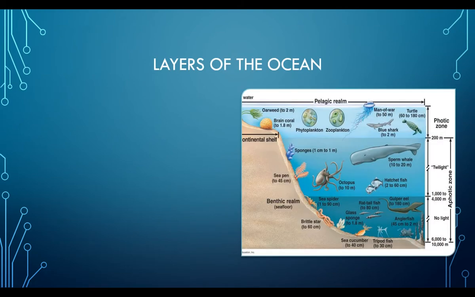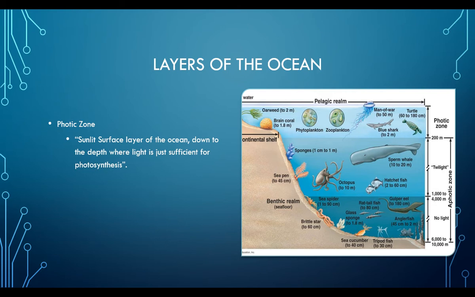Okay. And then on the image you will see the photic zone of the first 200 meters, and this is the sunlit surface layer of the ocean down to a depth where light is just sufficient for photosynthesis. And then meanwhile, in the aphotic zone, there is part of the ocean where light does not penetrate and no photosynthesis occurs.